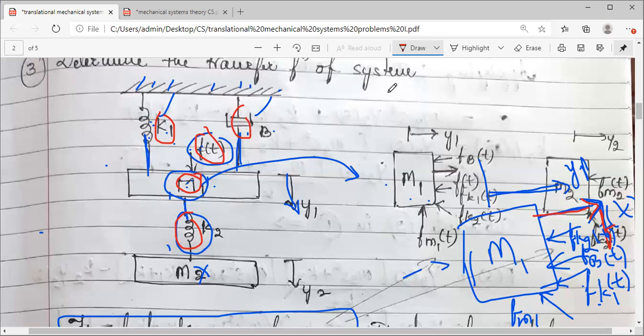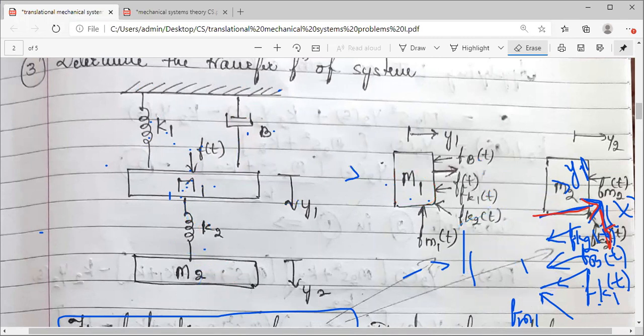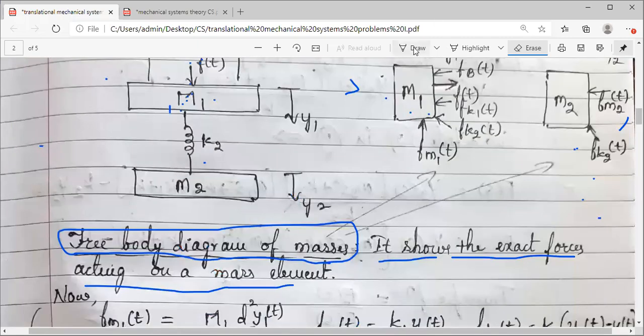Now let us move on to the equation writing. Okay, I am now only on the first mass. Still I haven't touched M2. Remember. Now, hope you understood this free body diagram, how to draw a free body diagram. It will give you the exact number of forces acting on a particular mass. That is the free body diagram.